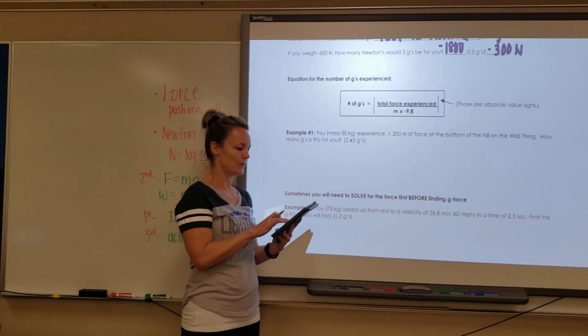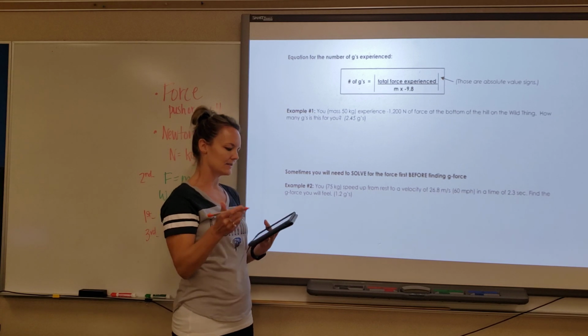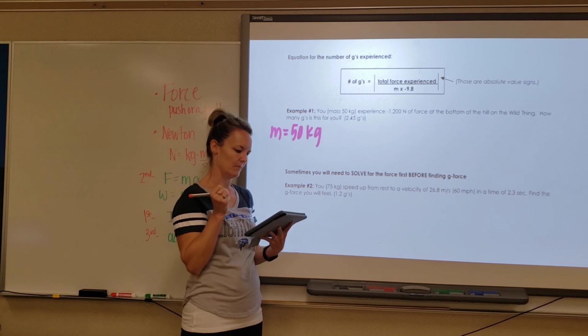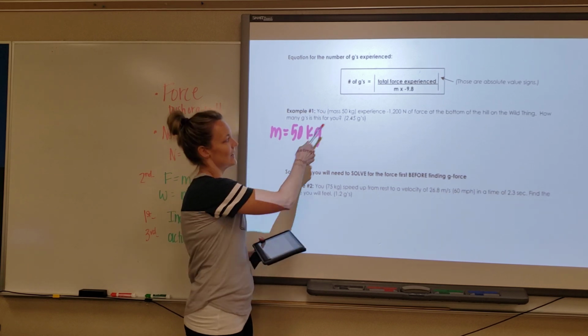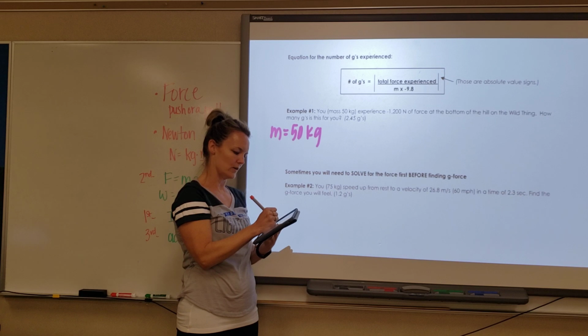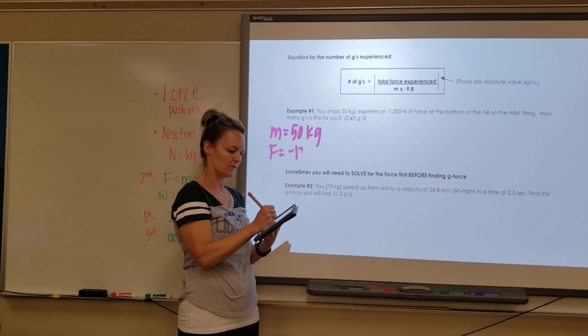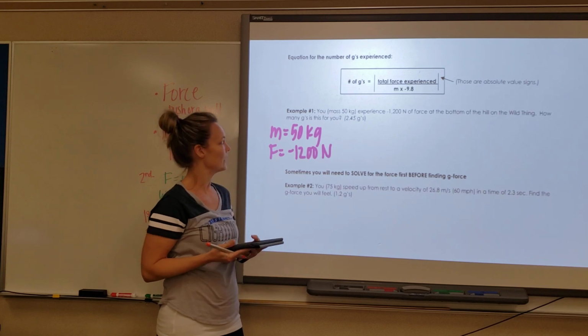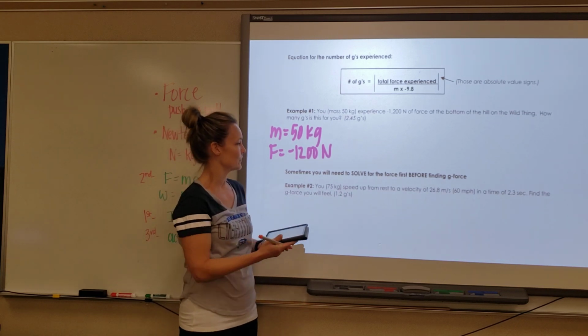All right, example number 1: you with a mass of 50 kilograms. So our mass is 50 kilograms. You experience negative 1,200 newtons of force, so our force is negative 1,200 newtons, at the bottom of a hill on Wild Thing. How many G's is this for you?